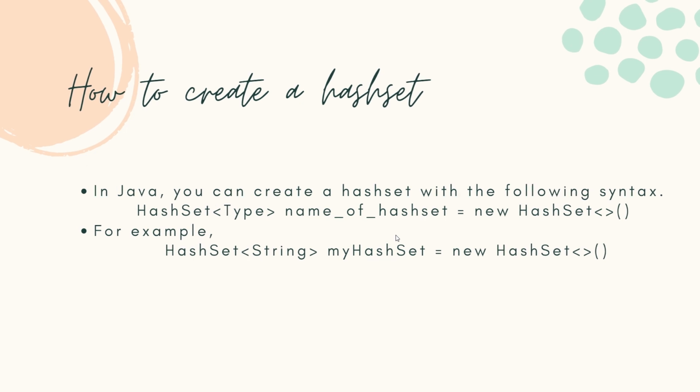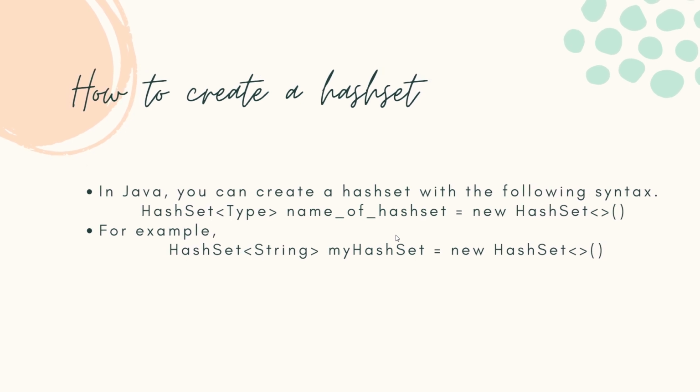Now let's have a look at how we can create a HashSet. In Java, the syntax to create a HashSet is something like this: HashSet and then the diamond operator. In between the diamond operator on the left hand side, we mainly mention the type, and then we have the name of the HashSet, and on the right hand side we have the generic syntax, that is new HashSet, and then diamond operators and round brackets. I have also shown you an example below, which creates a HashSet of string type, and it is being named myHashSet.